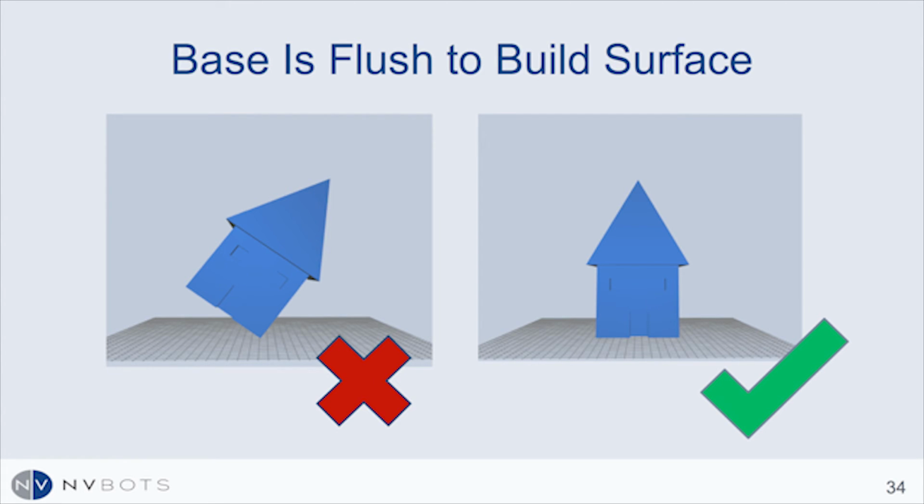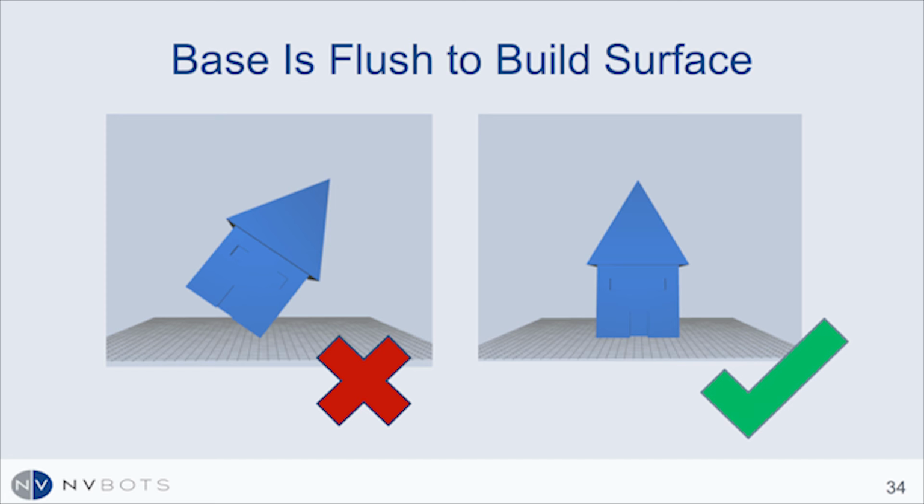Next thing is, things just about always print best when the base is actually flush to the build surface. So that work plane, that grid that you saw at the bottom when we were looking at 3D print preview, actually represents the build plate of the 3D printer. Now things will stick best to the plate and will print out best when they're oriented in their natural orientation, where it's flush down to the bed.